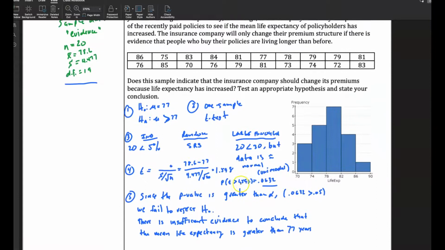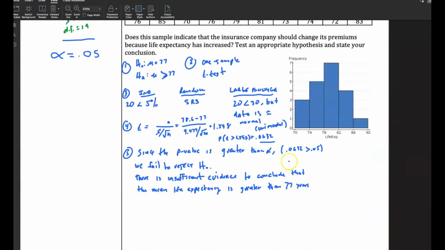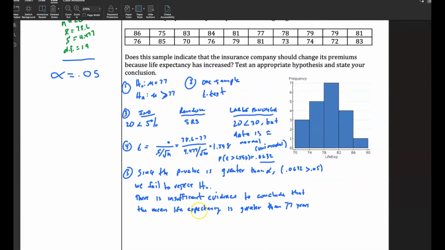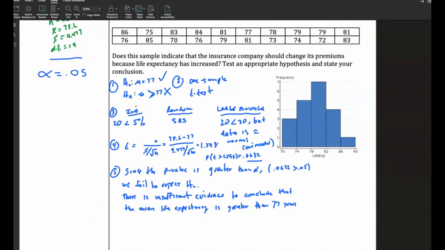Since the p-value is greater than alpha, and again, we weren't given an alpha on this one either, when there is no alpha given, we're going to assume it's 0.05. Since the p-value is greater, we fail to reject the null hypothesis, which again means there's insufficient evidence to conclude that the life expectancy is greater than 77. And remember, when we make these conclusions, it's always with respect to the null hypothesis.